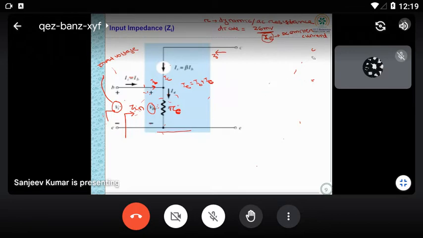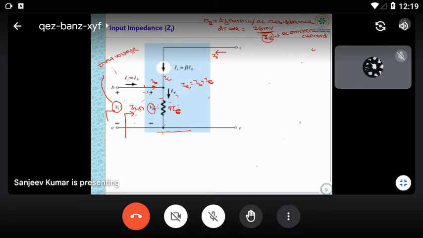So that's why it is written here. This resistance value RE you can calculate as 26 millivolt divided by IE. Capital IE you can see here. This is the DC emitter current.